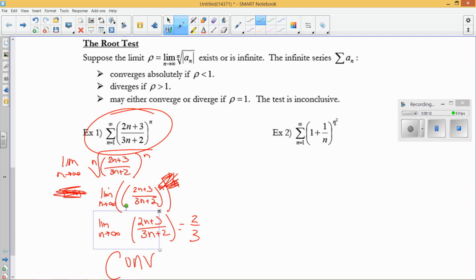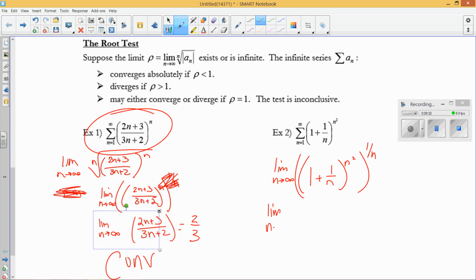Alright, same thing over here. I got a whole bunch of stuff to the n squared. Well, that looks a little weird. Don't worry, it gets better. So I take the limit as n approaches infinity of the series I was given, raised to the 1 over n power. Well, what do I do with exponents when it's a power raised to a power? I multiply them, of course.